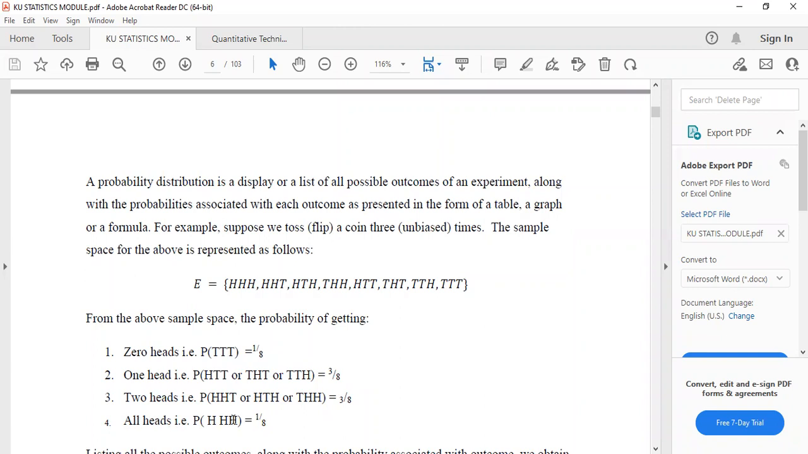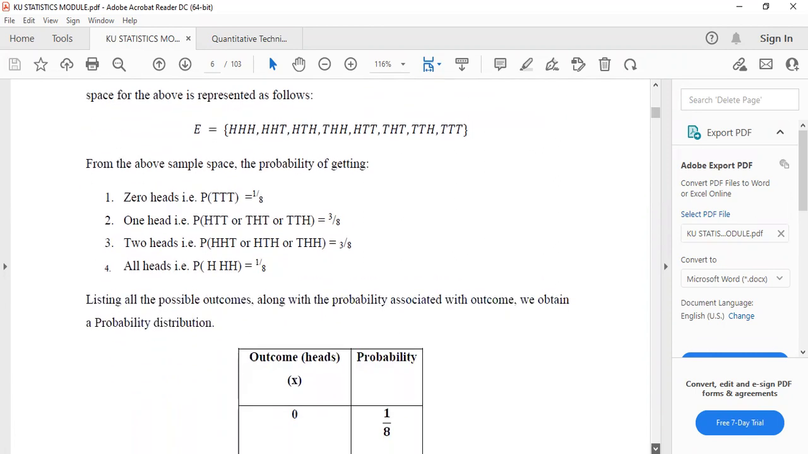So I can get as many outcomes as possible. For instance, chances of getting a 0 tail will be getting 3 heads. Just giving an example. So we can list all the possible outcomes. Let me give another example.